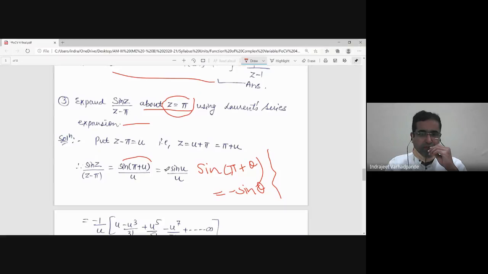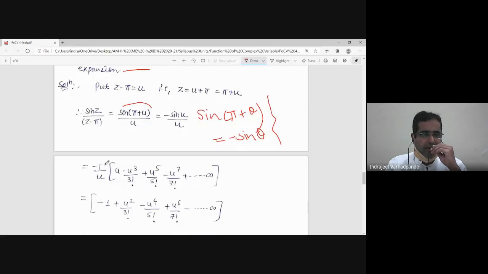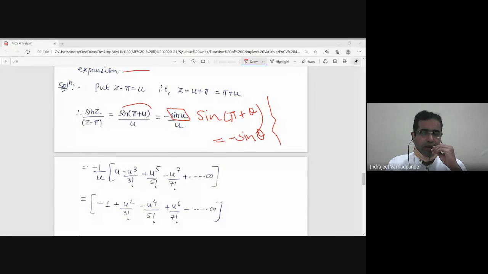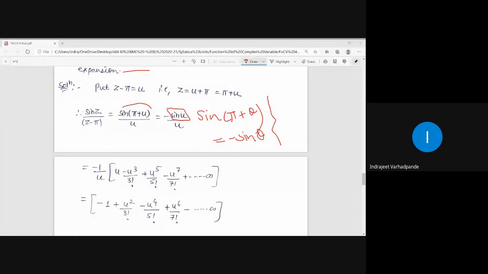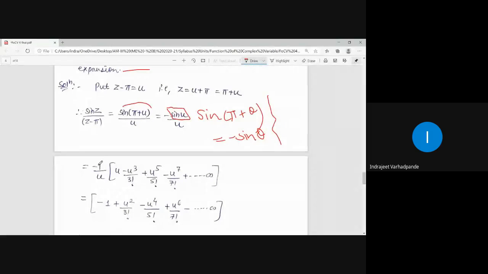So the expansion is now minus sin u upon u. Keep minus 1 by u outside. What is the series expansion for sin u? It contains all the odd powers with alternate plus and minus signs. So the first term is u minus u cube by 3 factorial plus u to the power 5 by 5 factorial minus u to the power 7 upon 7 factorial and so on. Accordingly, we will have the terms in a similar fashion, right? So now multiply by 1 by u to the whole expression.